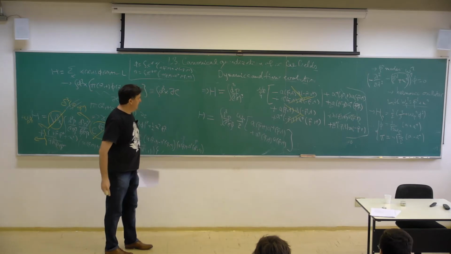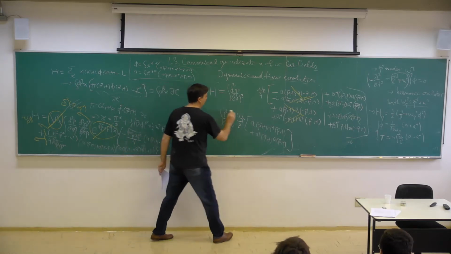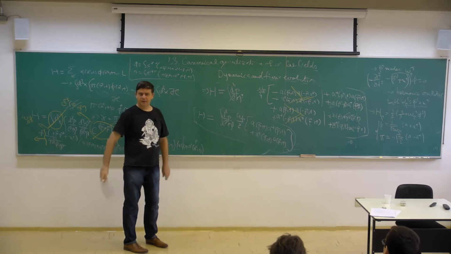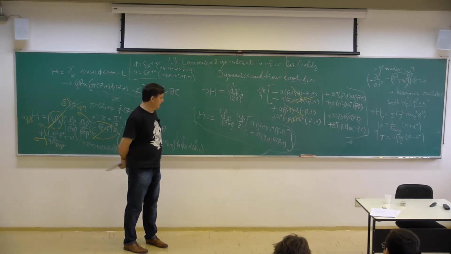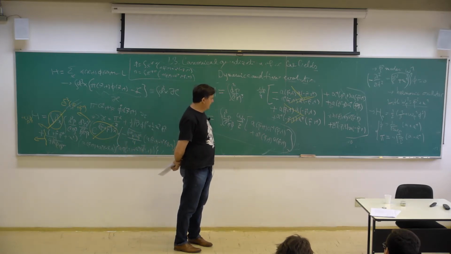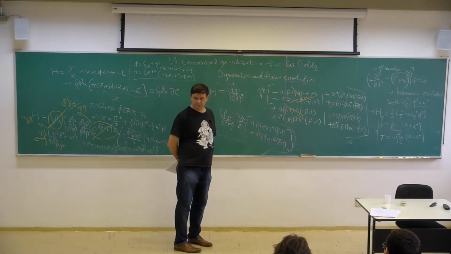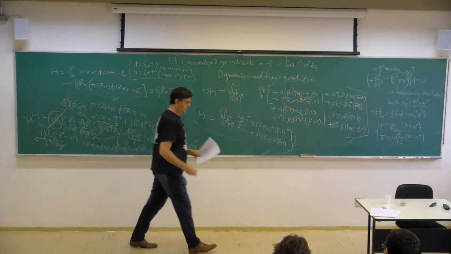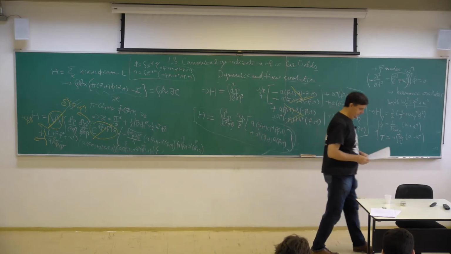So indeed the Hamiltonian itself is also a sum over the Hamiltonians of harmonic oscillators. Remember the Hamiltonian of harmonic oscillator was also omega A dagger A plus A A dagger over 2. Okay? So we got the correct result.